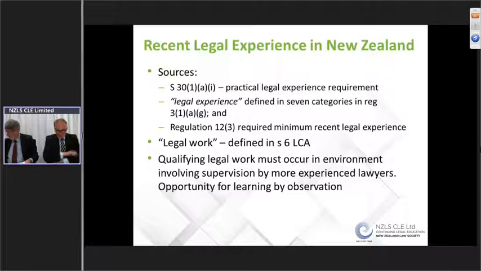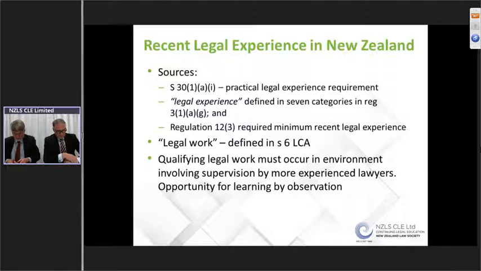All right, I'm going to talk about recent legal experience now, an important fundamental feature of the practice on own account regime. It arises under Section 30, subsection 1, the practical legal experience requirement. Legal experience is defined in 7 categories in Regulation 3, of which 5 refer to legal work. The 2 that do not are work as a legal academic at a university in New Zealand, and work as a member of Parliament. The other categories all involve the concept of legal work. Regulation 12, subclause 3, concerns the required minimum recent legal experience, and I'll talk about the timing aspects of that requirement in a moment.